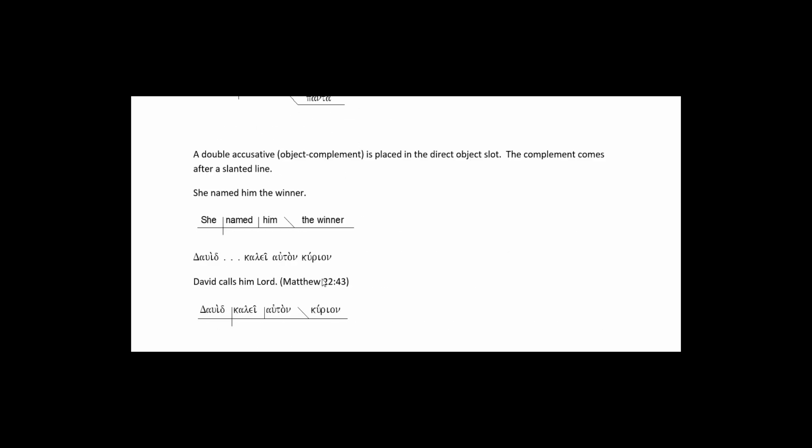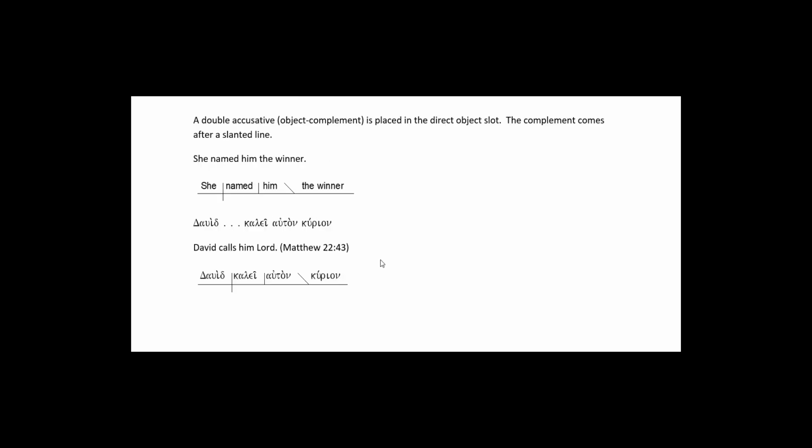Now there was another type of double accusative that we called a double accusative object complement. So here both go in the direct object slot, but since it's a complement, what we're going to do is use this backward slash that we used with a predicate nominative or a predicate adjective. She named him the winner. So subject, verb, object. She named him. What did she name him? She named him the winner. Matthew 22:43. David kalei auton kurion.